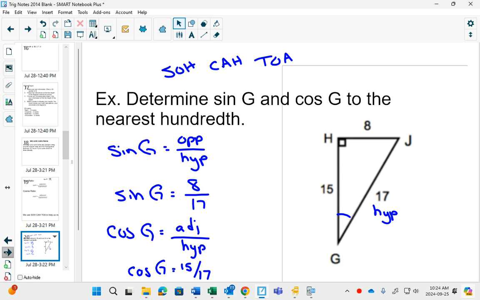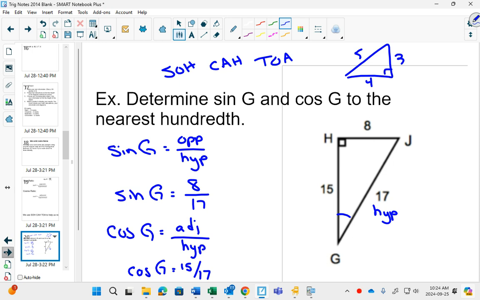There are only a few triangles that work this way. The smallest one, does anyone know the most famous, smallest right angle triangle where everything is a nice whole number? 3, 4, 5. If this is 3, if this is 4, and this is 5, it works out. That's a first famous.